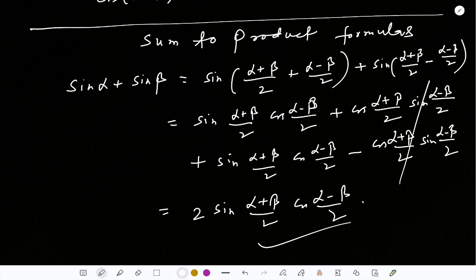And this is called sum to product formula. You can also find sine alpha minus sine beta, and that will be called difference to product formula. But I don't have that much energy left to formulate it myself. So you can do this, I hope.